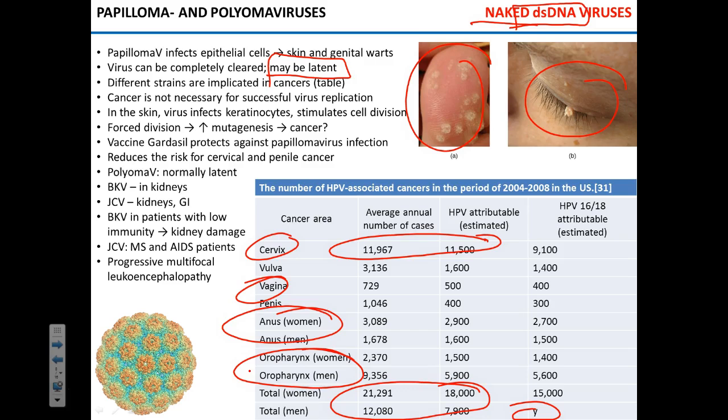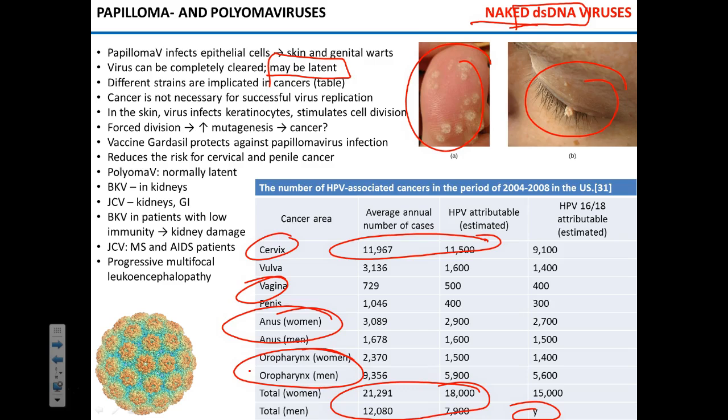Does that make sense? Now, this virus is transmitted by the contact route, and it gets into a little cut in the skin, or it gets into the damaged epithelium of the cervix. I want you to understand, these viruses do cause cancer, but cancer is not necessary for the virus survival and replication. It's a collateral damage that they cause.